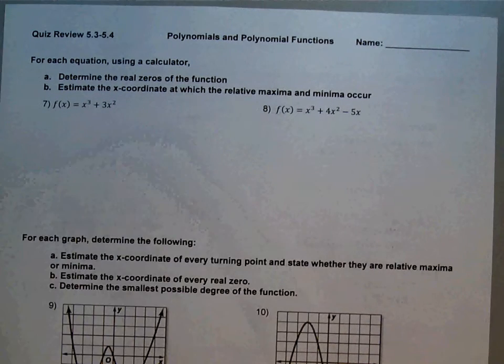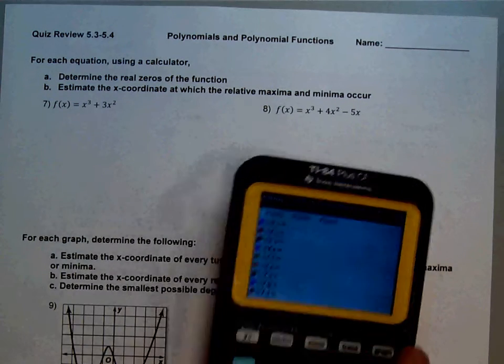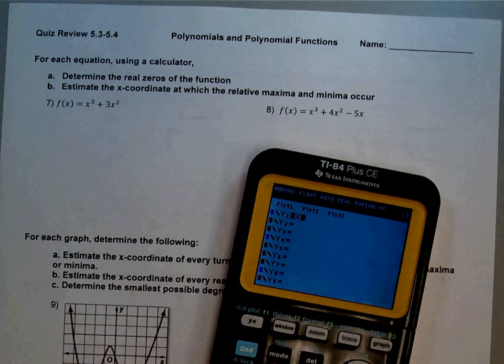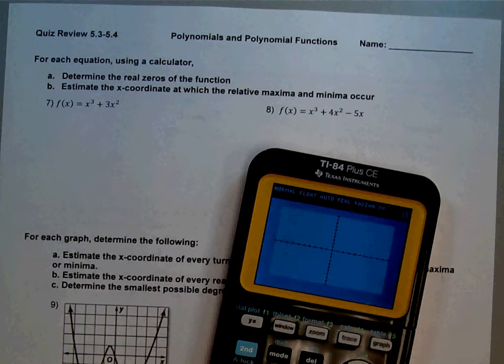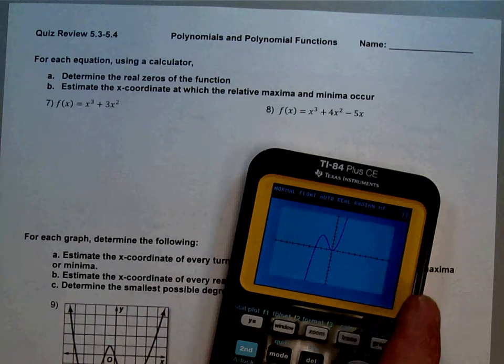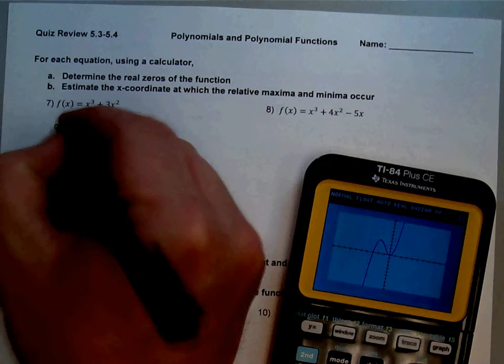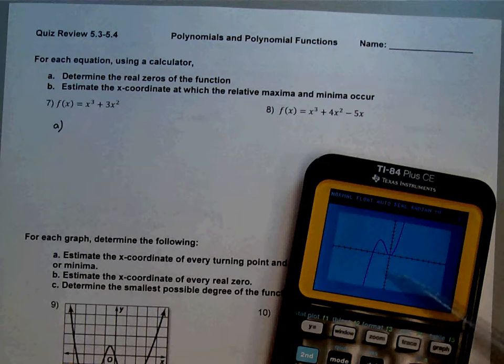7. Here we've got a graph, so let's pull out the graphing calculator. We're going to have x to the third plus 3x squared. We'll graph that. Okay, it does look like a third degree, so I don't need to zoom in or out. That's probably sufficient. Real zeros. That's the first question. Where does it touch the x-axis? Here and here. Looks like there's 2 spots.